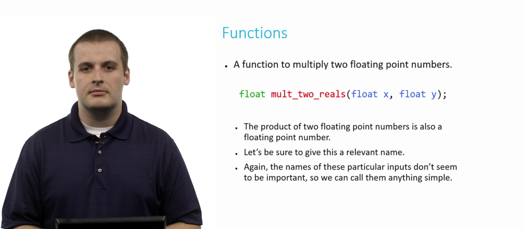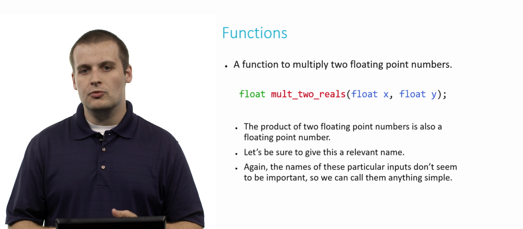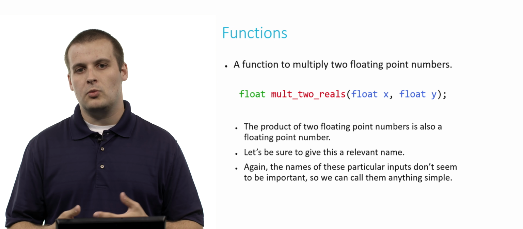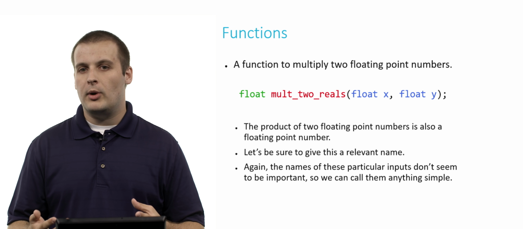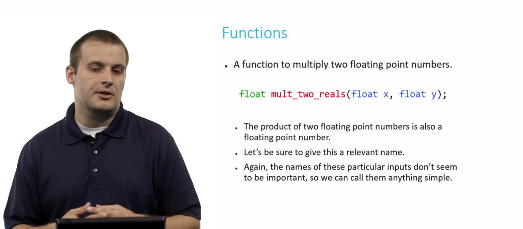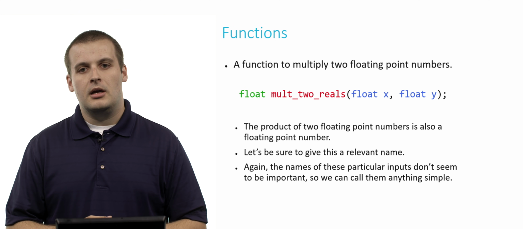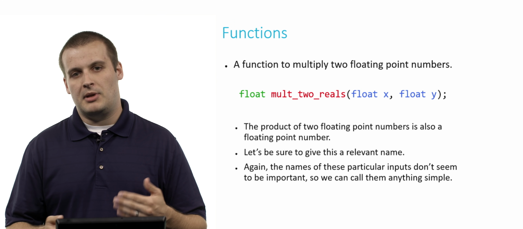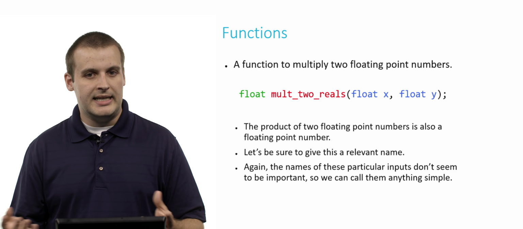So let's take a look at an example of one possible declaration. float mult2reals(float x, float y). The product of 2 floating point numbers, which recall are how we represent real numbers or numbers with decimal values in C, is going to be a floating point number. When you multiply a decimal by a decimal, you're probably going to get a decimal.